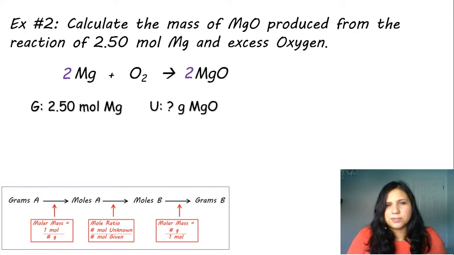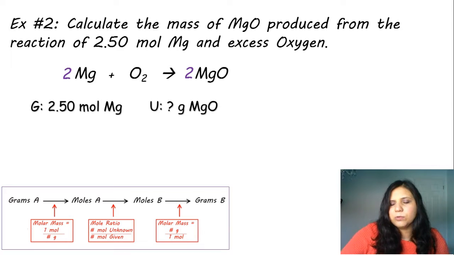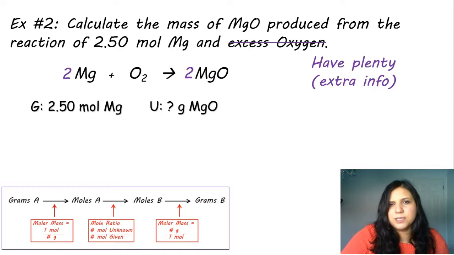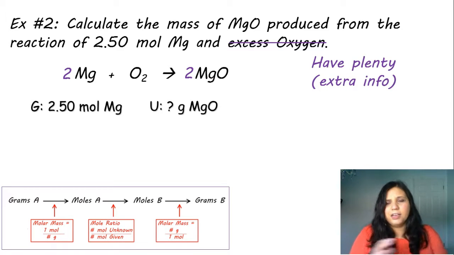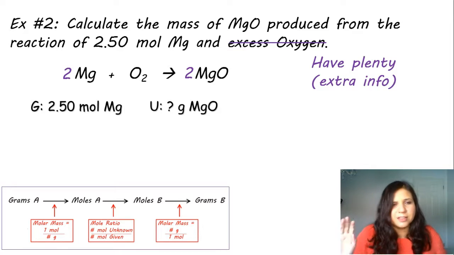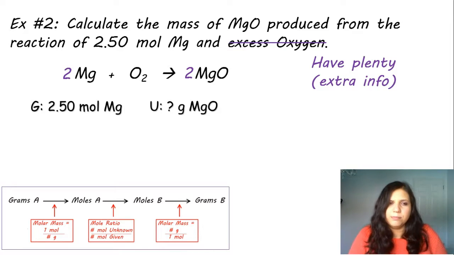There's also some information about oxygen this time. So what do we do with that? Well, we're just going to cross that out. This means we have plenty of oxygen. It's not going to limit the amount of magnesium oxide that's produced. The thing that will do that will be the moles of magnesium. So we'll just cross out oxygen after we've got our balanced equation. We don't really need that information.